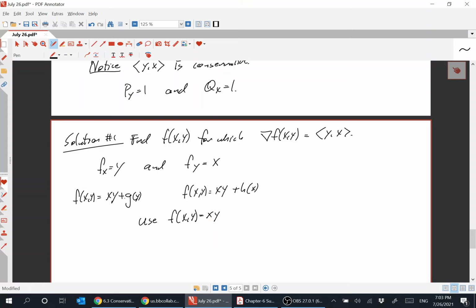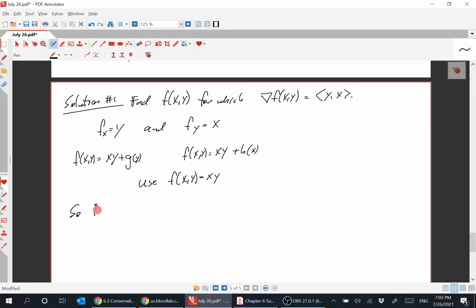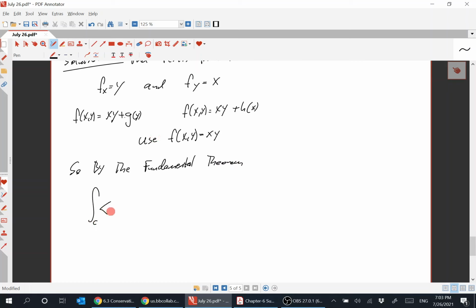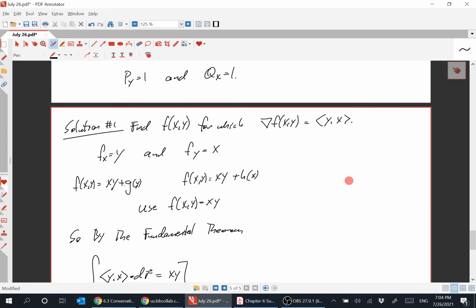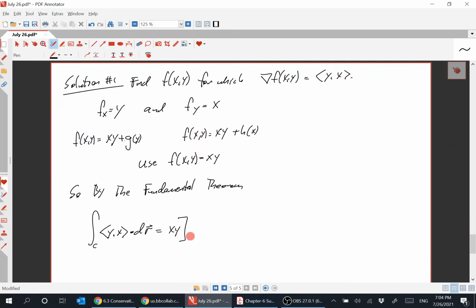Now by the fundamental theorem, the integral over C of y comma x dot dr is equal to that potential function xy from beginning to end, 1, -1 to 2, 4. So at 2, 4 you get 8, and at 1, -1 you get -1, so 9. So that's solution number 1.